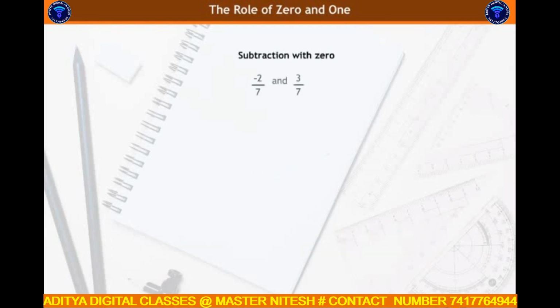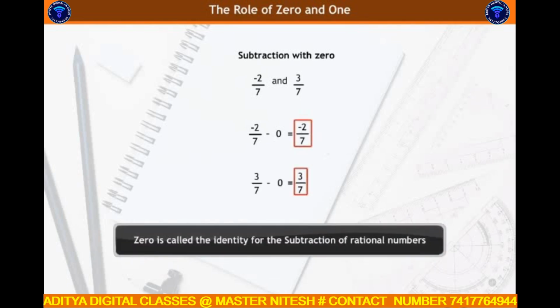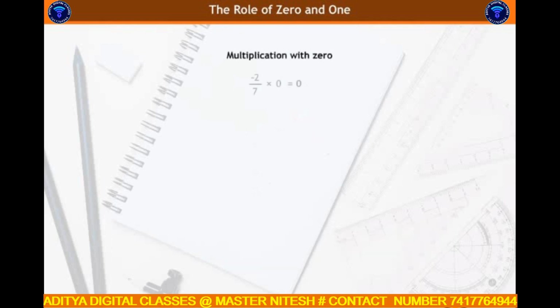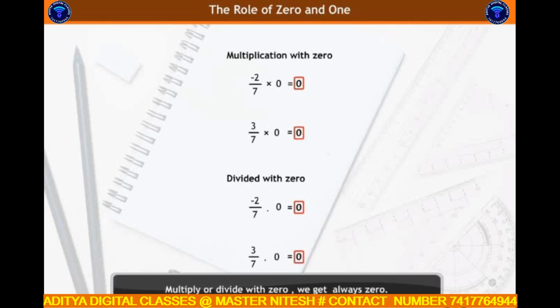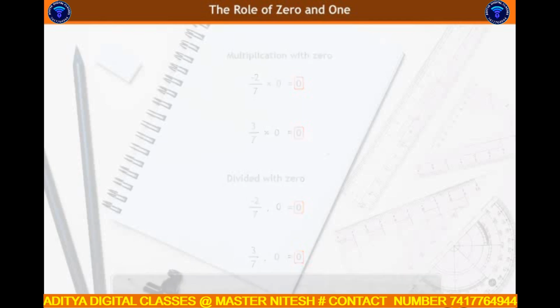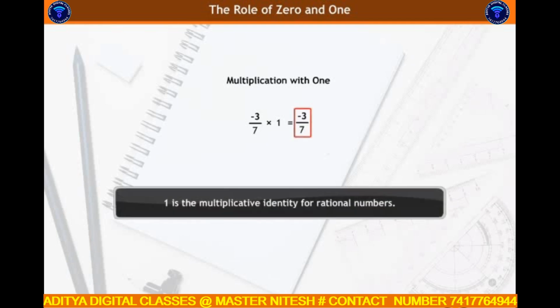Now, subtract 0 from these two rational numbers. We get the same rational number. Thus, 0 is called the identity for the subtraction of rational numbers. Look at the fraction 3 by 7. Multiply with 0, and we always get 0. Now, multiply minus 3 by 7 with 1. Are you surprised? Yes, we will get the same result. Thus, we can say that 1 is the multiplicative identity for rational numbers.